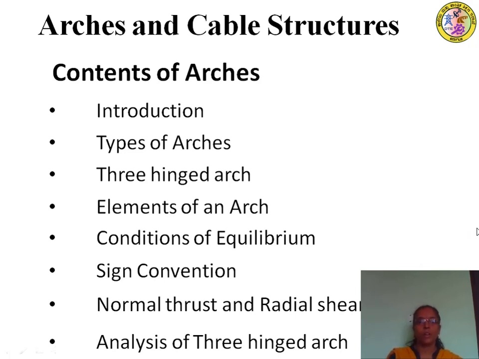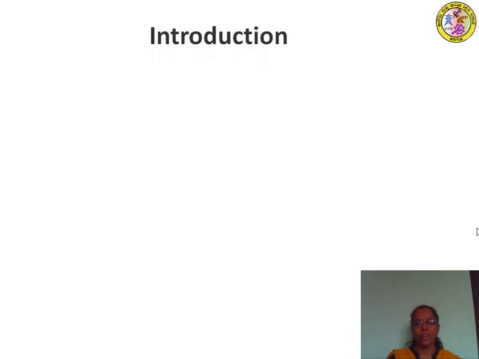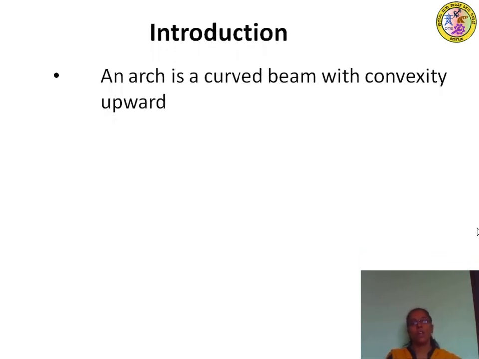So let us take up the introduction. An arch is a curved beam with convexity upwards. If you consider this as a horizontal beam, and you make it in the shape of a curved beam, this is an arch, whose convexity is in the upward direction. It is a curved beam with its convexity in the upward direction.